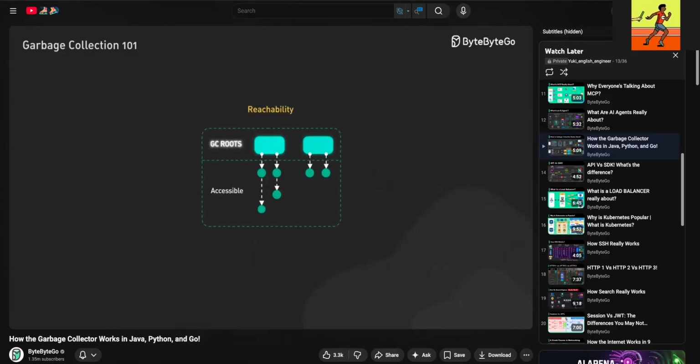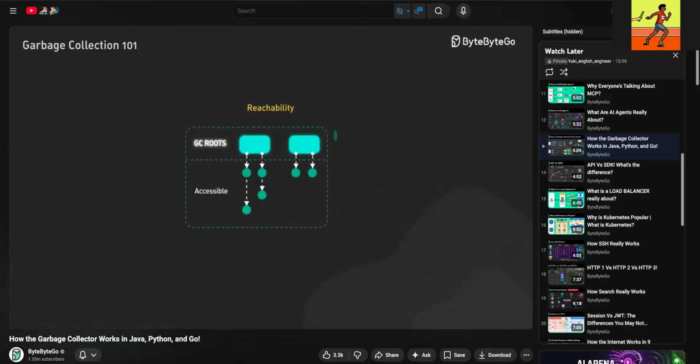Reachability. This is a new concept. What is the concept of reachability? Every program has GC roots. I'm not sure about GC roots, but the next sentence maybe explains for me.